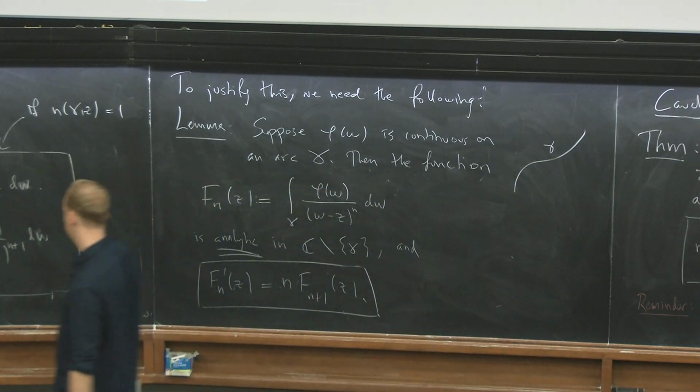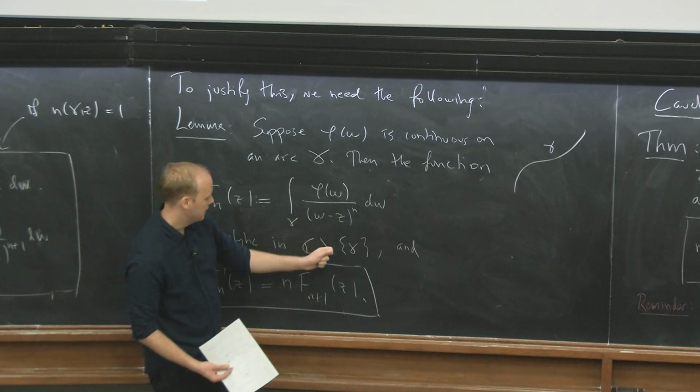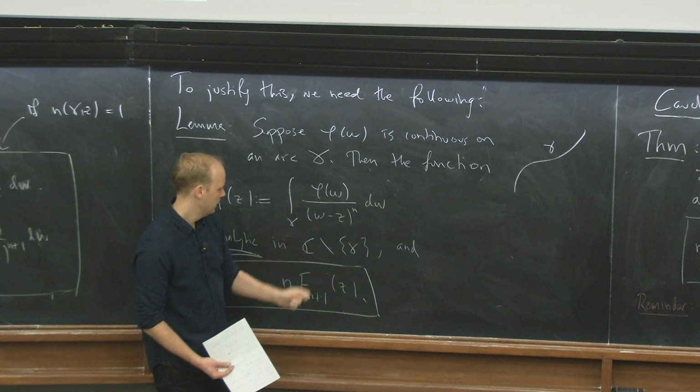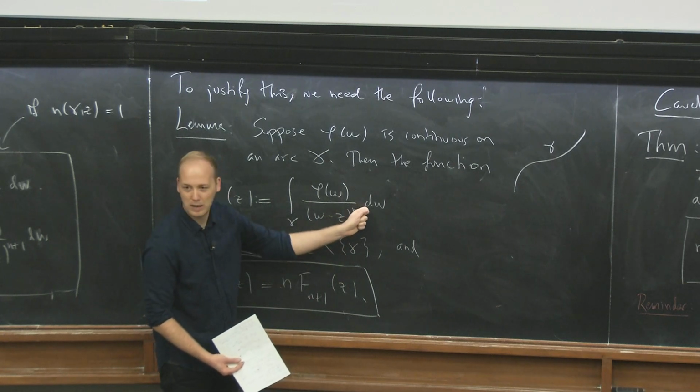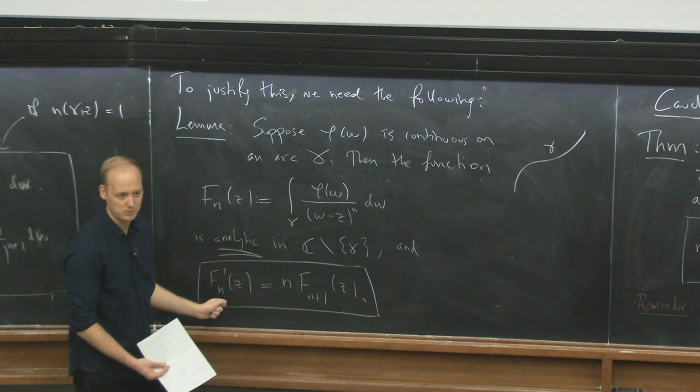So you see f_n of z is equal to this f_(n-1) derivative, times a constant. And then when you differentiate it, we want this constant n to come out, and then to increase this to n plus 1. And this is precisely what this formula says that you can do.